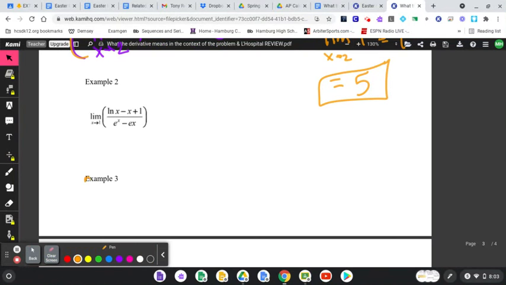So let's go ahead and do so. I'm just going to kill this example 3. It goes to the next question. So again, I'm going to separate them. The limit as x approaches 1 of the numerator, and the limit as x approaches 1 of the denominator. So take a moment, plug in your 1, and see what you get for each of those.